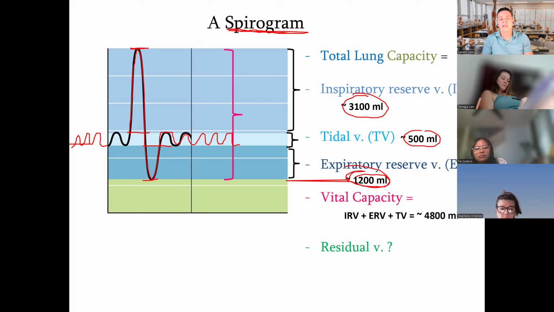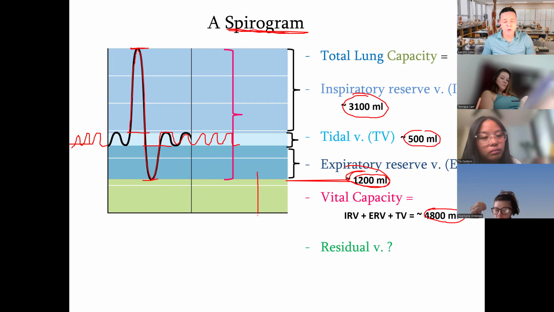Now, if I add up the tidal volume plus the inspiratory reserve volume plus the expiratory reserve volume, we get what we call the vital lung capacity. So the vital lung capacity is an addition of those 3 values, and on average is about 4,800 mLs of air.